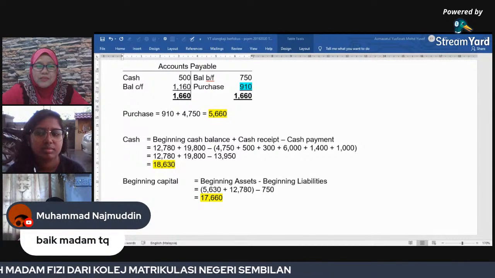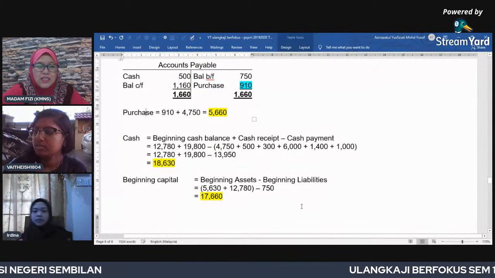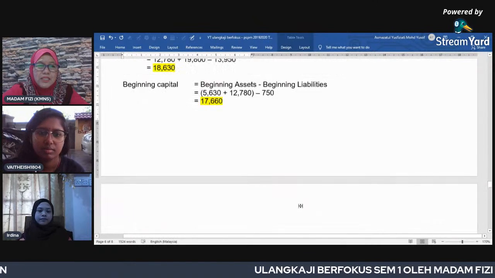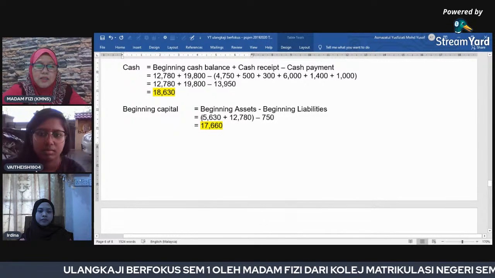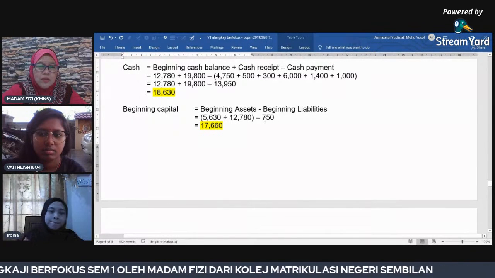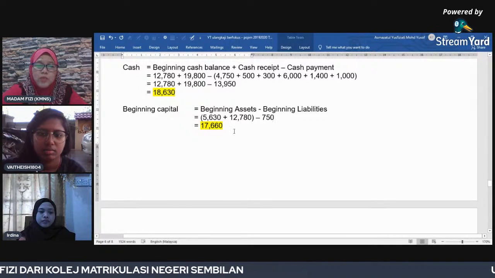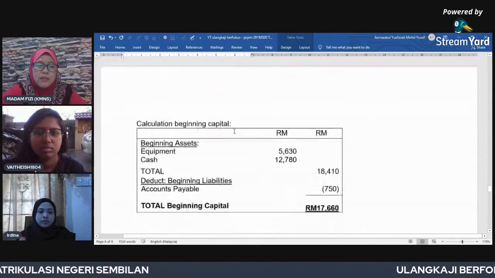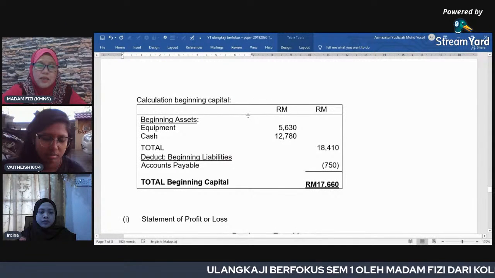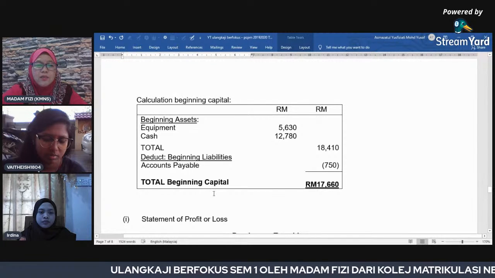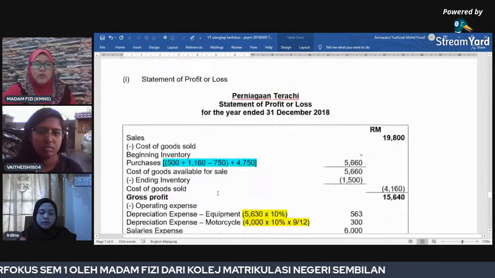Najmuddin dah faham. Baik, Madam, thank you. You're welcome. Now kita proceed. So macam saya cakap tadi, kalau nak simple, buat beginning capital ni, 5630, 12780 minus 750, terus buat dekat financial position. Tak payah buat dekat luar pun tak apa. Ini begitu fancy dan dia akan ambil masa awak. So, saya tak syorkan awak buat macam ni. Buat yang simple saja. Now we look at the statement of profit or loss.